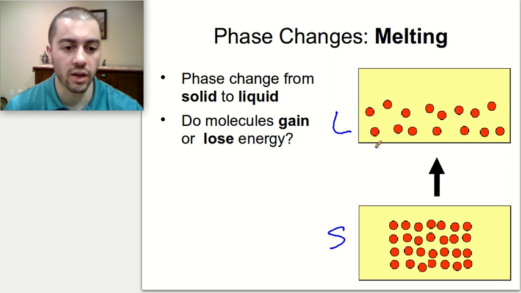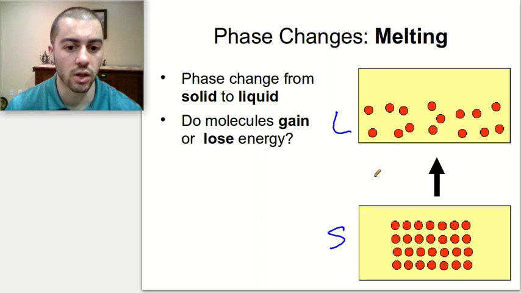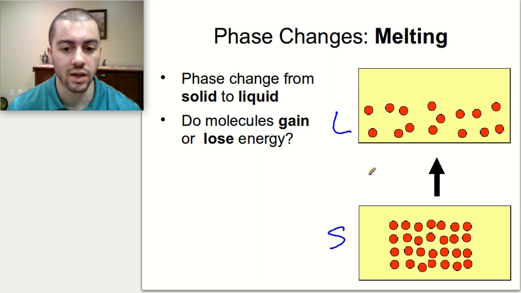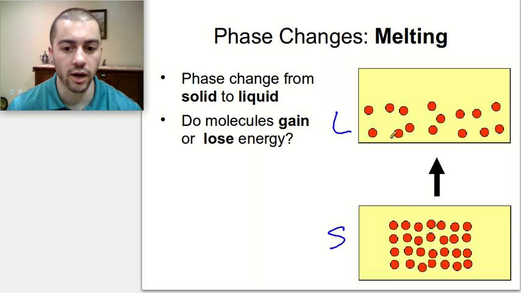Alright, so think of it, the higher the temperature phase we have, the higher the energy is going to be. So when we go from solid to liquid in the melting process, we're gaining energy because we're going from lower energy solid particles to the higher energy liquid particles here.